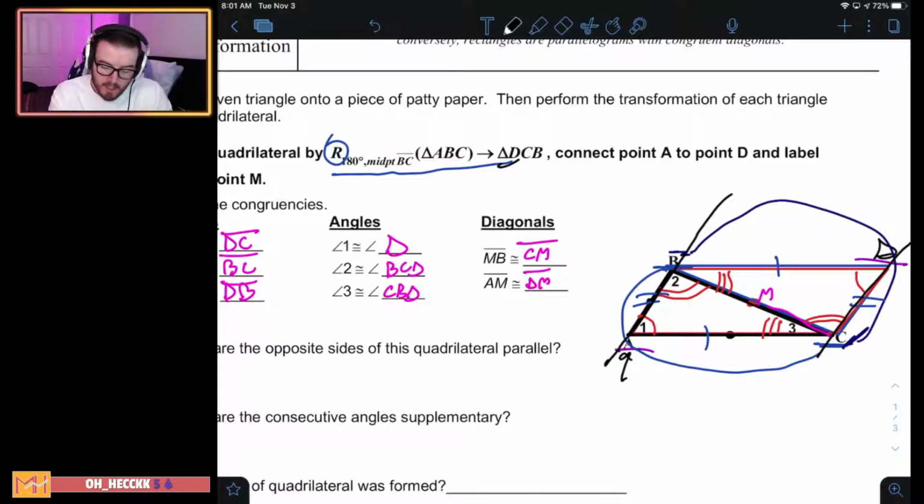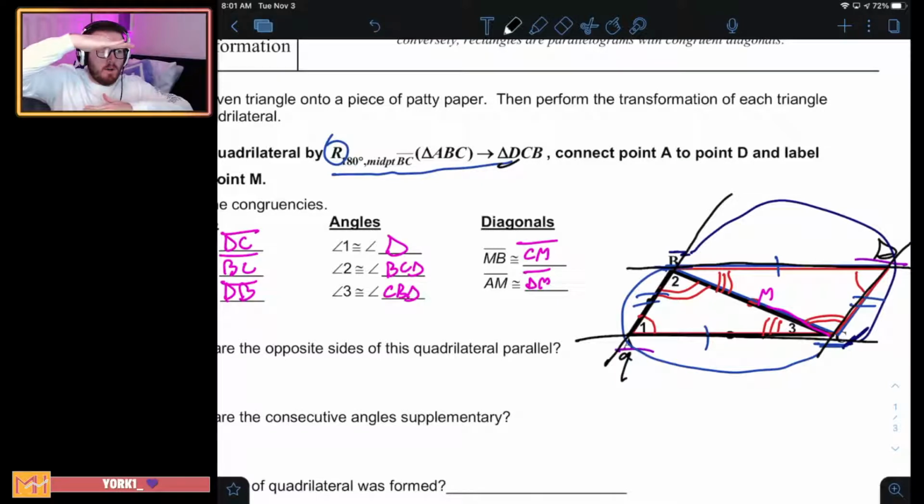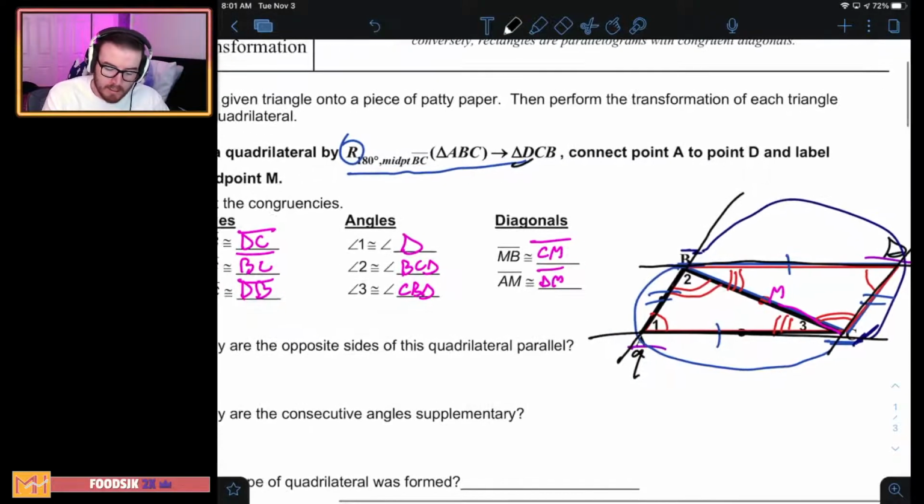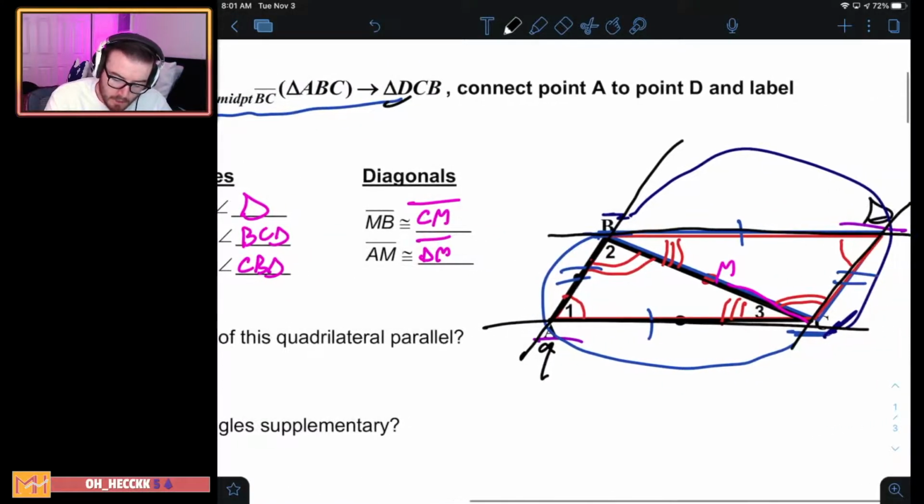They're never going to touch. This top side and this bottom side are going off forever and they're never going to touch, right? They look parallel, but why exactly are they parallel? Well, I like to think of this because we have alternate interior angles. Take a look at this side, right?